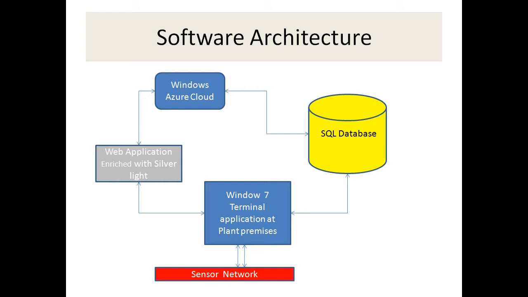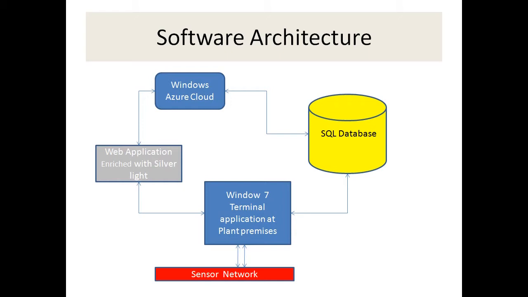The working is pretty simple. The sensor network draws the data of temperature and gas concentration. From the sensor network, the data is transmitted to the Windows 7 terminal application, which is placed on industrial premises. From this, data is transmitted to a SQL database, and after that, this SQL database could be accessed over a web application.